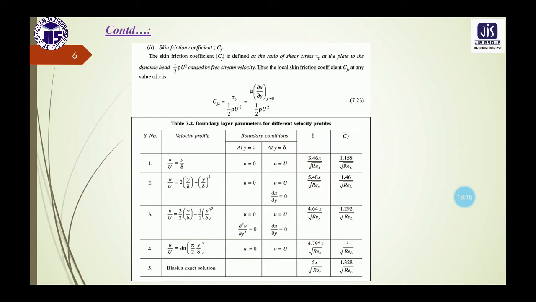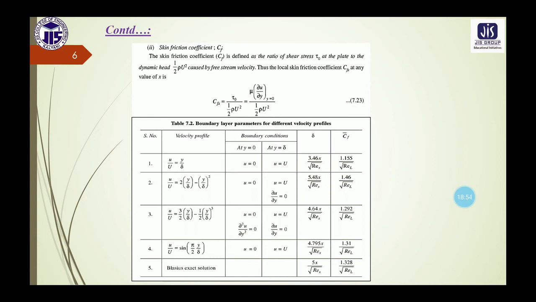Now this one we need to remember: if in the question the equation for the velocity profile is not given, then by default we need to consider the Blasius exact solution as the velocity profile. Corresponding to this Blasius exact solution, we will consider its formula 5x by root under Re_x as the formula for the boundary layer thickness, and the formula for the skin friction coefficient as 1.328 divided by root under Re_L.